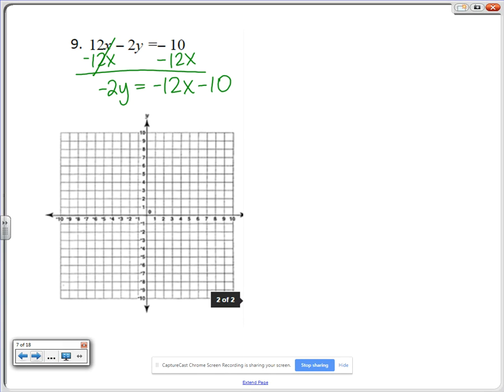Is that you guys? Anybody? No? Okay. So, folks, how do I get this -2 off of here? Divide by -2. And, guys, everything has to be divided by -2. Everything. So I now have y equals, what is -12 over -2? I'm up here. Positive 6x. What is -10 divided by -2?